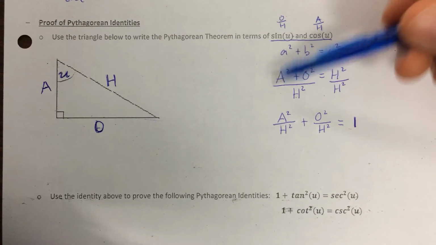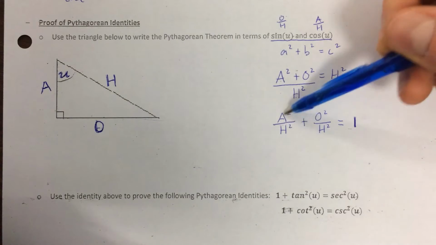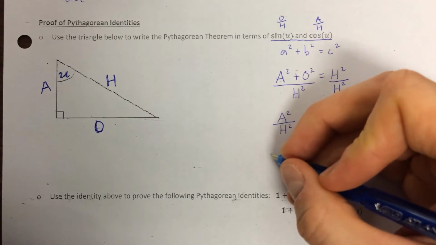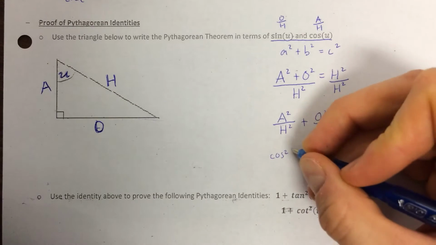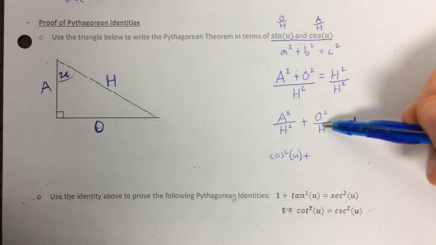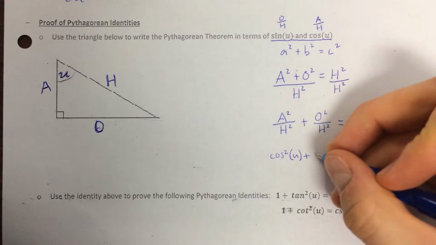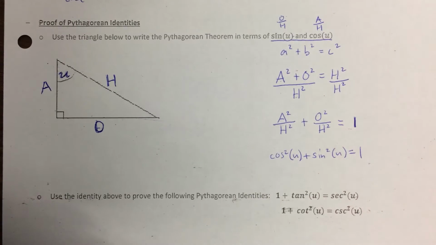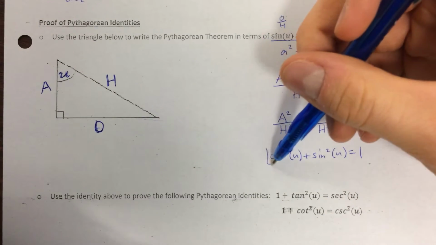And now this looks familiar. I have A over H, all of it squared. Here's A over H, so this actually will become cosine squared of u. Here we have O over H, both of them squared. This is going to be sine squared of u equals 1. And so this is what we call a Pythagorean identity.